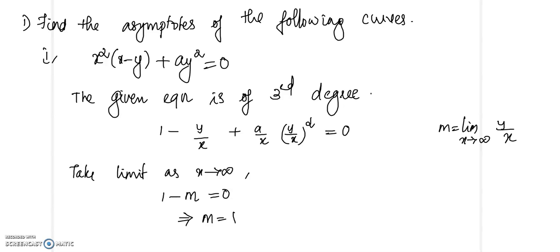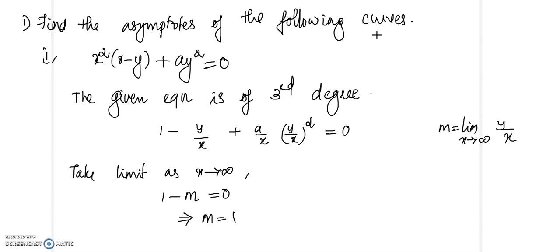Good morning all. So let us look at one more problem on finding the asymptote. We are given the curve x square into x minus y plus ay square equal to 0. Let us first look at asymptotes which are not parallel to the x-axis. The asymptote will be of the form y equal to mx plus c. So we need to find the value of m and c.